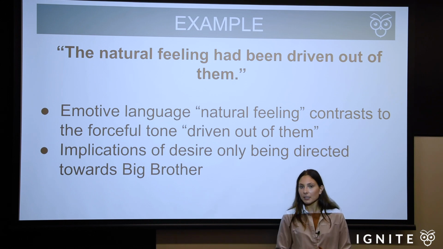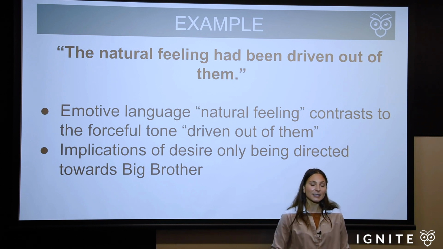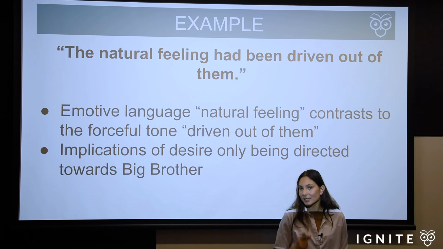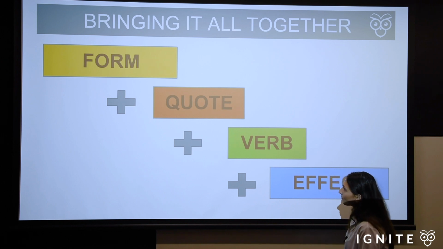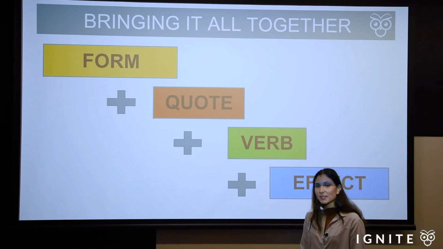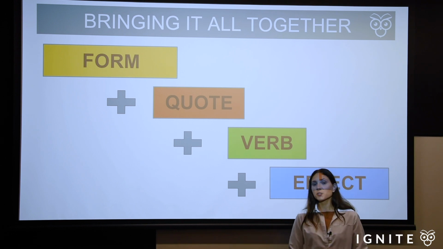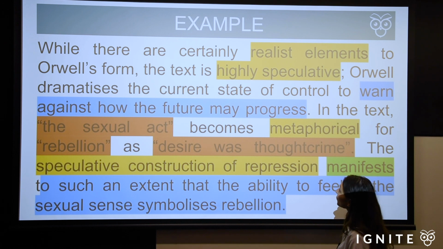Okay, so this speculative aspect of the text form dramatizes totalitarian regimes at the time, and through the removal of the sex instinct, all passion, all love, all devotion, and all loyalty, most importantly, is channeled towards Big Brother. So let me show you how we would put this into analysis. I recognize that it's one thing to look at form and another thing to actually apply it into your body paragraphs. So this is how you would do that.